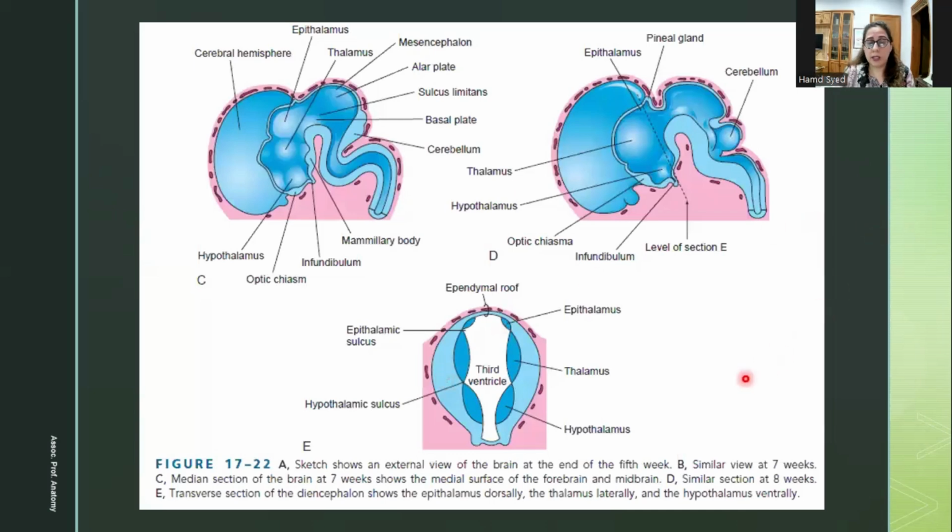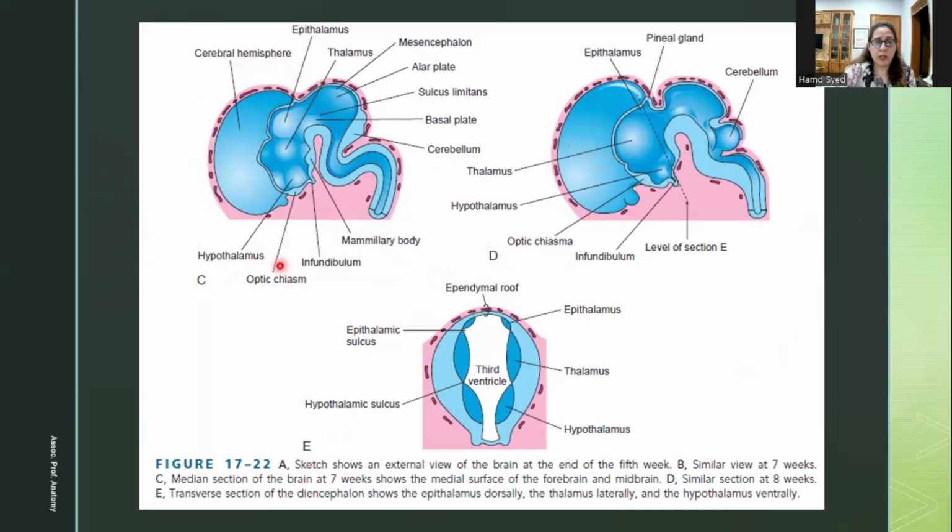So here are the diagrams which are showing the development of the brain. And this is a sketch showing the external view of the brain at the end of the fifth week. That is diagram A in the beginning. Right now we have moved forward. We have come to diagrams C, D, and E, which are now representing the later weeks. And E over here you can see is the transverse section, whereas C and D are the sagittal sections through the developing brain.